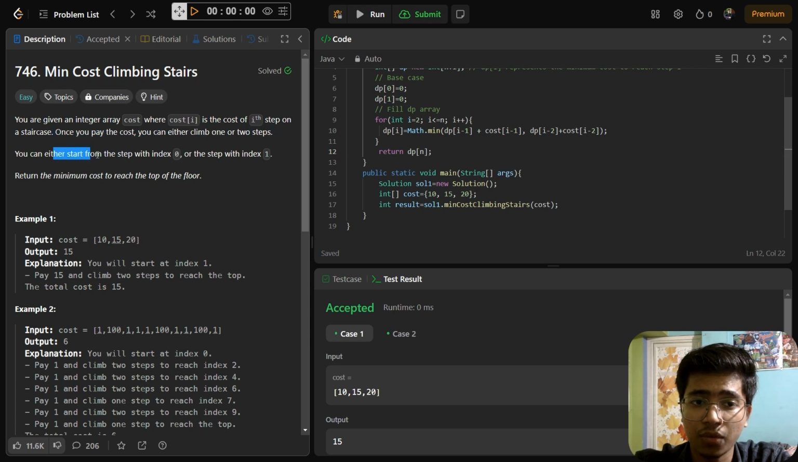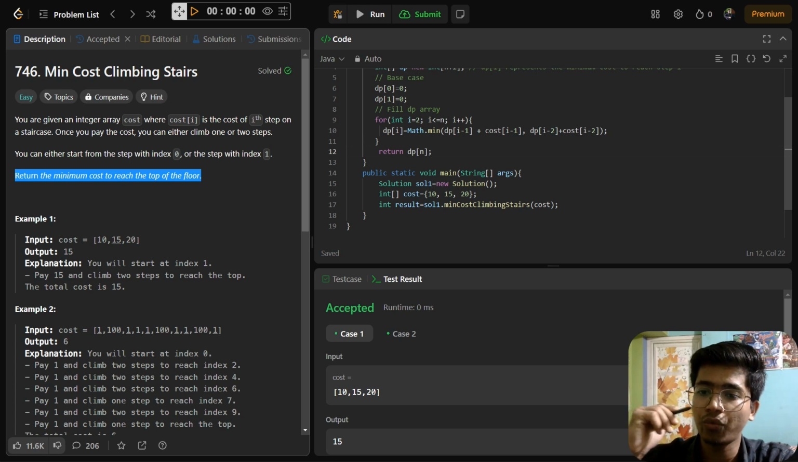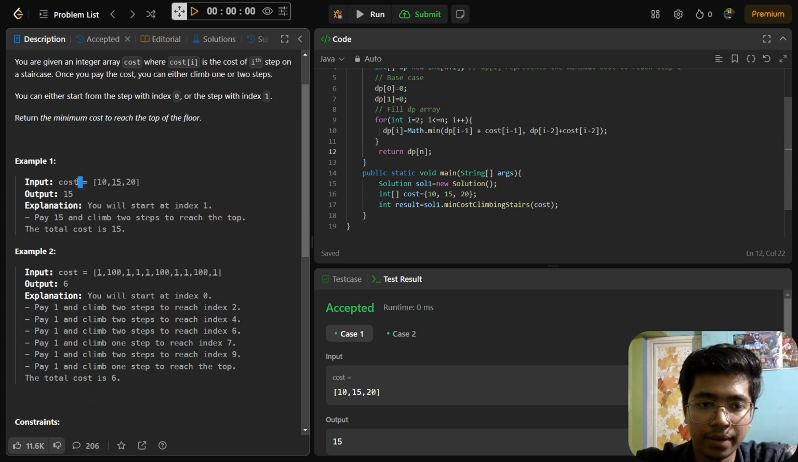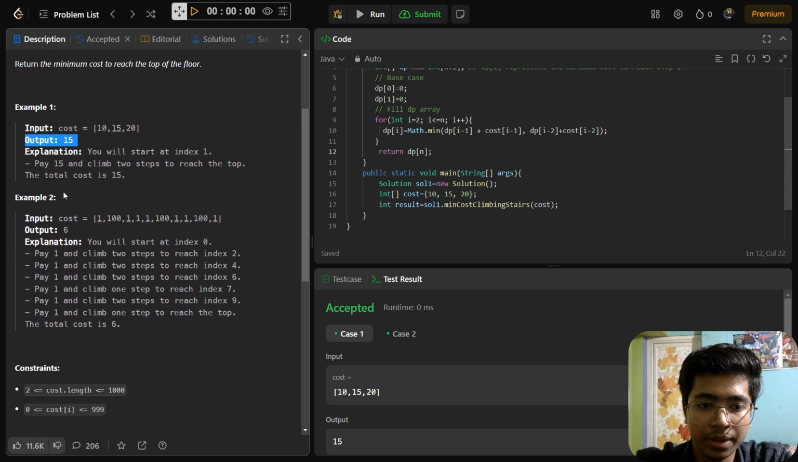You can either start from the step with index 0 or 1. So here they told that we can either start from index 0 or index 1. Return the minimum cost to reach the top of the floor. So here they told us to find the minimum. This is an optimization technique, so we can apply dynamic programming here. Now this is cost, and that is the output, 10, 15.